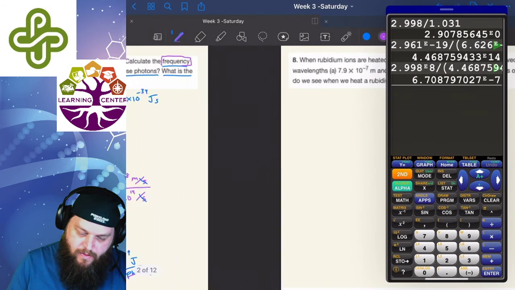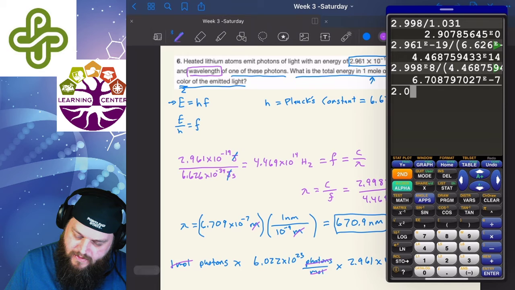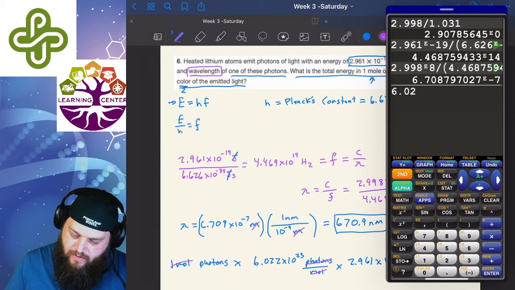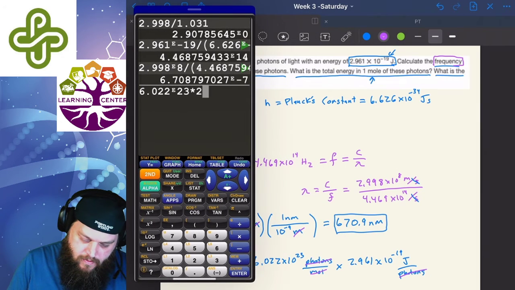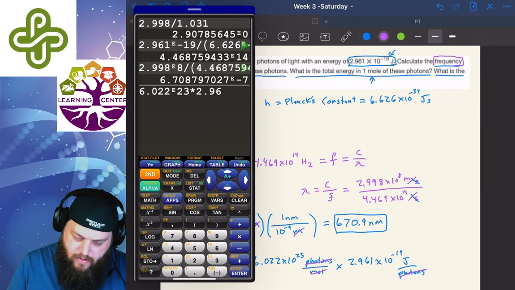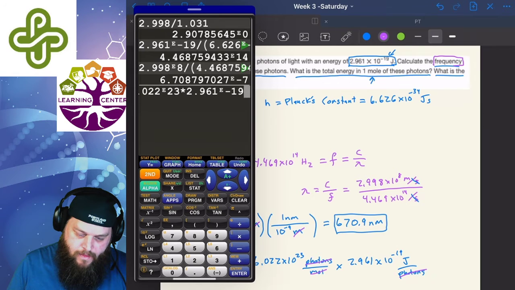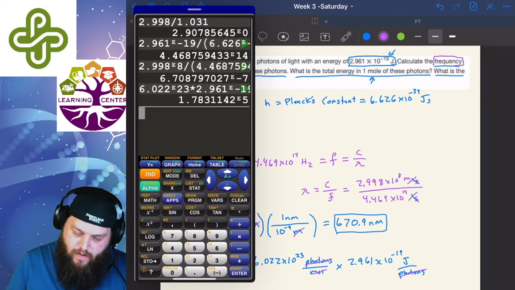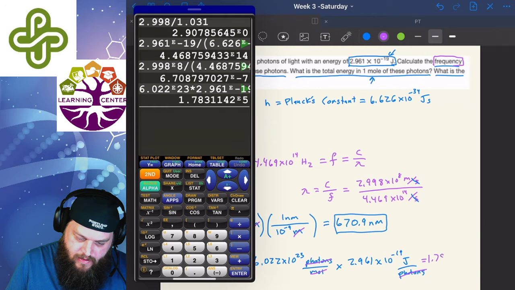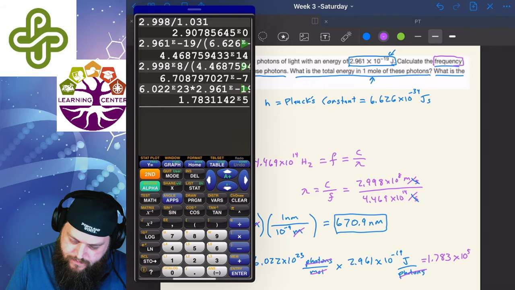So we can plug that value in. 6.022 e to the 23rd times 2.961 e to the negative 19. We have 1.783 times 10 to the 5 joules.